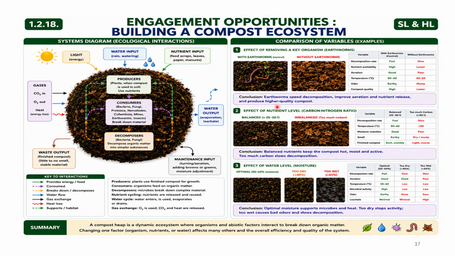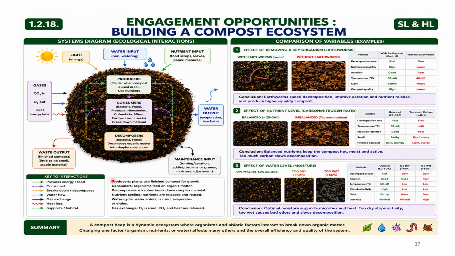Now, let's apply systems thinking to a real-world example, a compost ecosystem. A compost heap is a dynamic system where biotic components, such as decomposers, consumers, and plants, interact continuously with abiotic factors, including light, water, nutrients, oxygen, and temperature. Organic waste enters the system, microorganisms and earthworms break it down, nutrients are recycled, water and gases move through the compost, and the final output is nutrient-rich compost that supports plant growth.